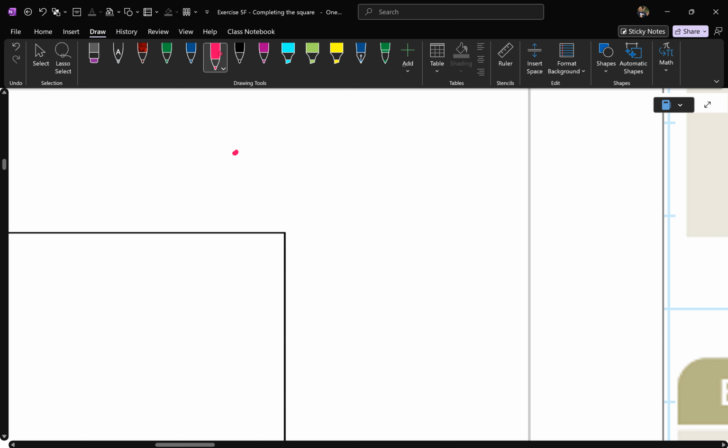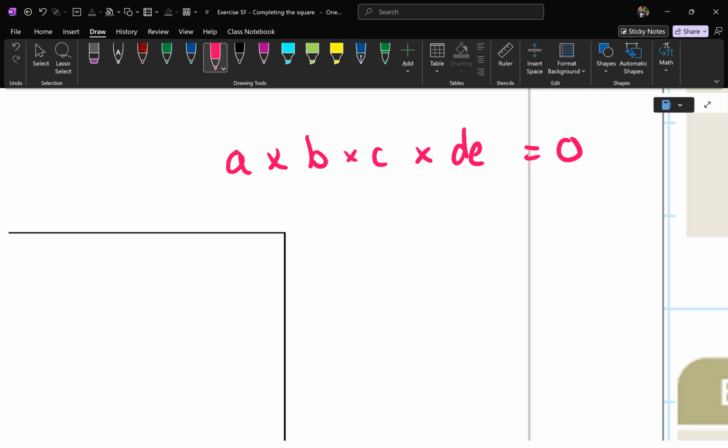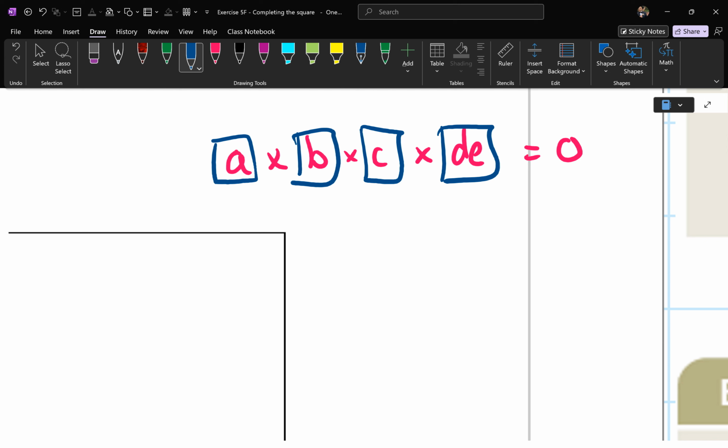And I ask them, what if we had A times B times C times D times E equals 0? If I asked them that, we'd break it apart, and we can still say the same thing again. In this scenario, if you're multiplying them all together and it equals 0, one of the things that we can say is one of those has to be 0. We just don't know which one. It could be this, it could be this, it could be this, or it could be this.